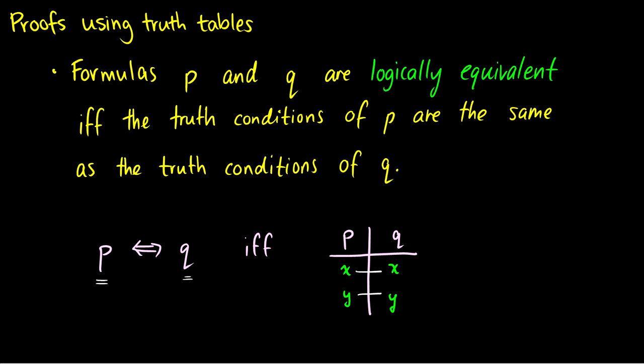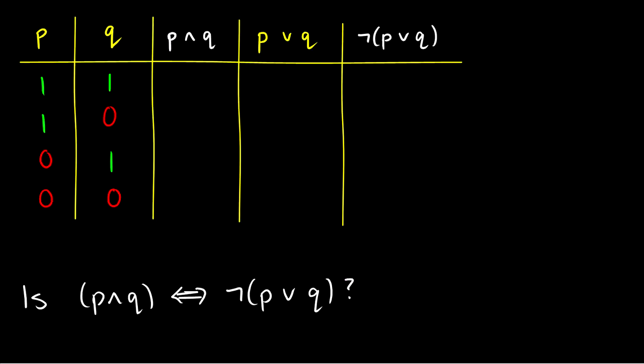So let's just jump straight into an example and see how this is done. So I have a question, and I want to know if P and Q is logically equivalent to not P or Q.